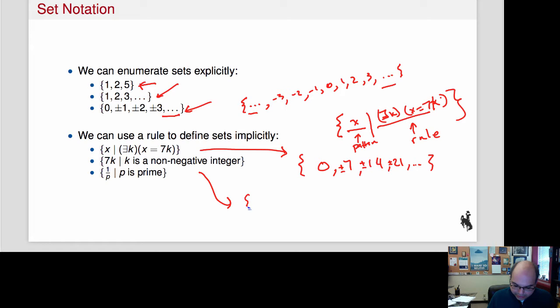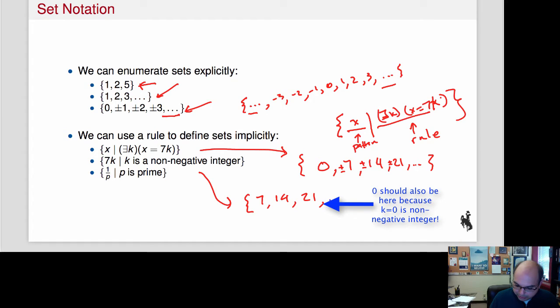Now here's another one, 7k, where k is a non-negative integer. So in this case, our pattern is actually a constructor. So it's not k that I'm interested in, it's 7k, right? So k is a non-negative integer. So it could be 1, in which case we have 7. It could be 2, in which case we have 14. It could be 3, we have 21, and so on. Okay, so that's what that set is.